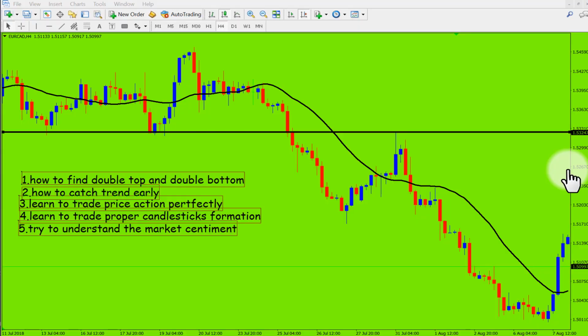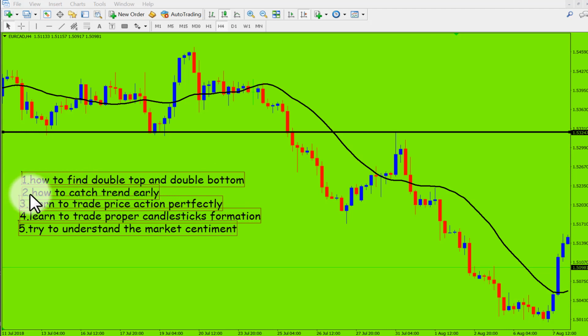This is Limitless TradeHub. Today we will learn more basic 5 things of the market. Number 1, we will learn how to find double top and double bottom. Secondly, we will learn how to catch trend early.